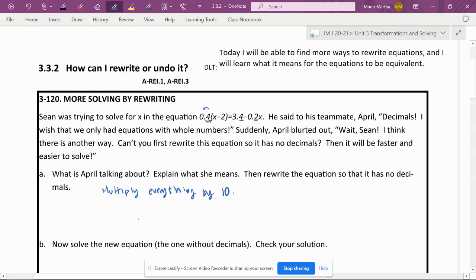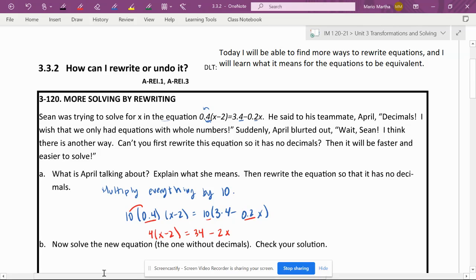All right. And if we do that, we put 10 times 0.4 times (x minus 2) equals 10 times (3.4 minus 0.2 times x). So if we distribute, remember, make sure you multiply both sides of the equation, not just one side. So it would be 10 times 0.4. In this case, you only have to give it to this part, and that's it. So here it's going to be just 4 times (x minus 2) equals 10 times 3.4, that would give you 34. And then 10 times 0.2x, that would be minus 2x. So again, in this case, we've rewritten the entire equation without having any decimals.